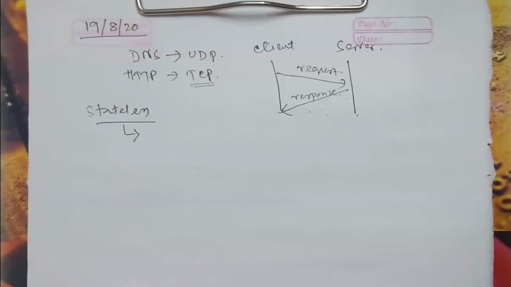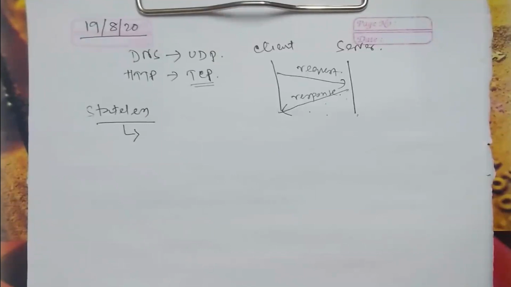Stateless means the server does not remember the history, the previous access by the client, or the previous transactions made by the client. That is what stateless is. It means the server does not remember any information about the client. That is what is called stateless.